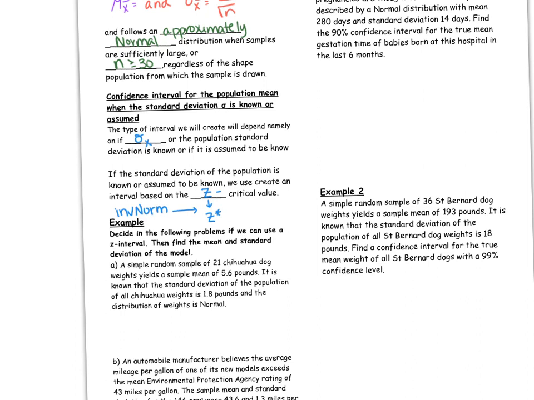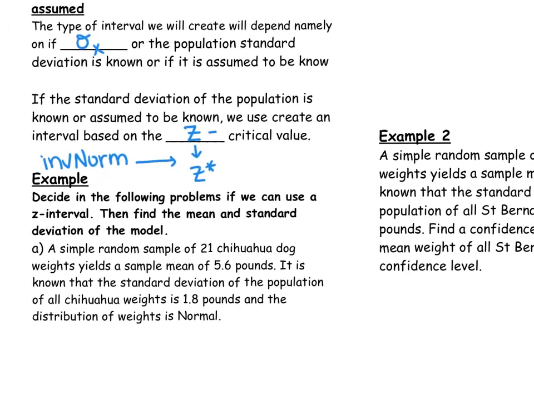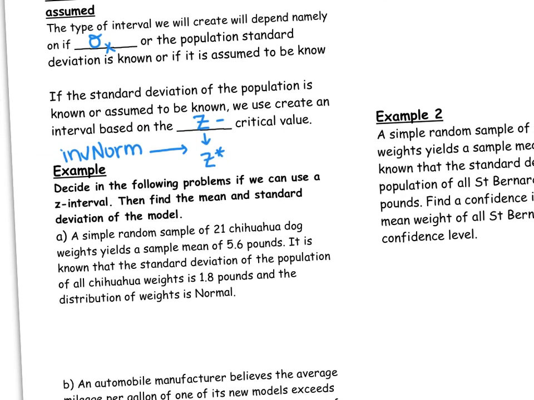Where does it say that? Right here it says that it is known that the standard deviation of the population of all Chihuahua weights is 1.8 pounds. Everybody got that? So we're going to write that out. We know that sigma, which is the standard deviation of the population, is 1.8. Standard deviation of the population is 1.8.